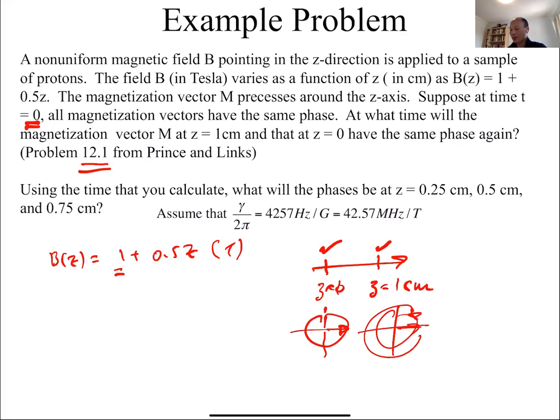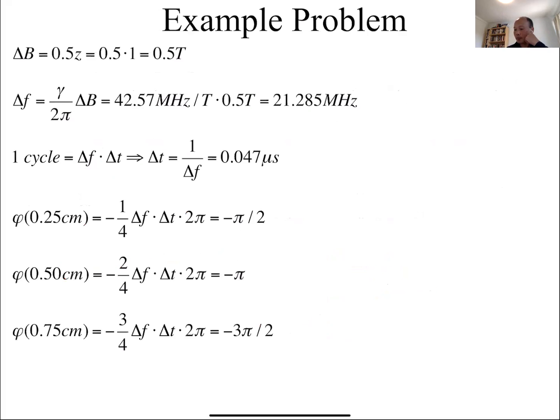We want to figure out how much time it takes for that spin to come around 360 degrees. It's also asking what the phases will be at 0.25 centimeters, 0.5 centimeters, and 0.75 centimeters, given the time you've calculated for the spin at 1 centimeter to go all the way around the circle. So let's work this problem together.